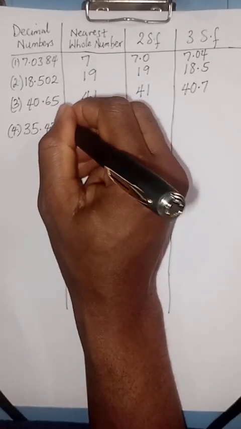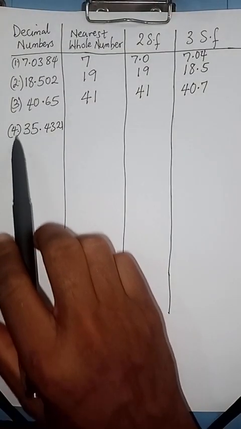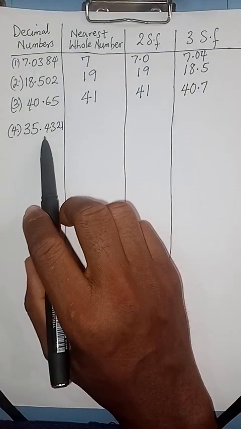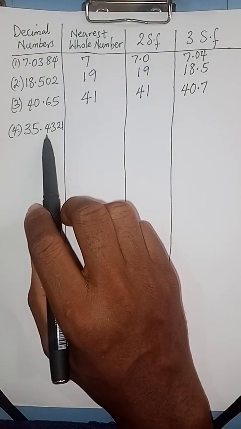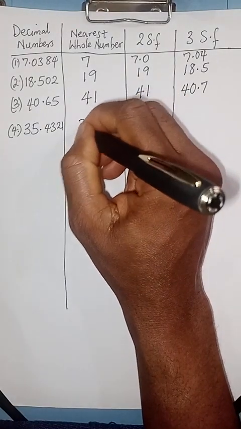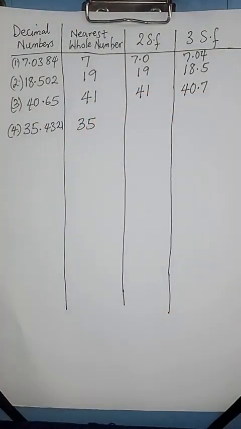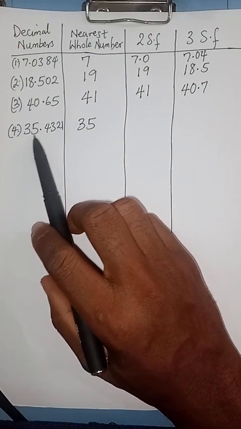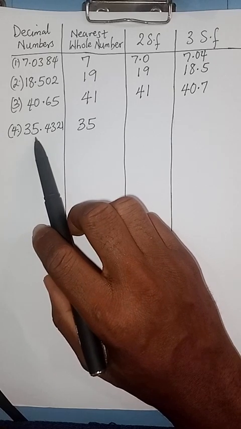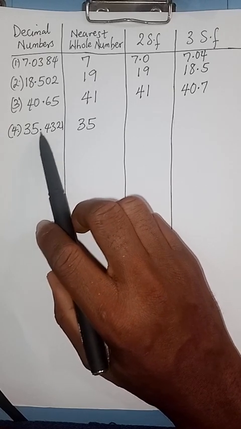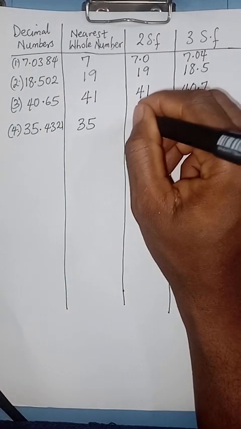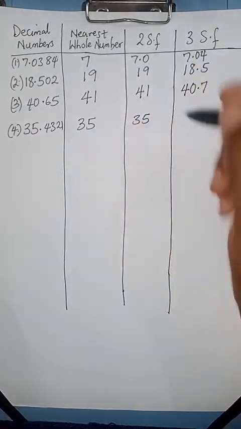35.4321. Again, to the nearest whole number, my whole number is 35. Now the digit here is 4. So I will round down. So I have 35. I go to two significant figures. Again, the first two digits are the two significant figures. So before I write 35, I check the digits after 35. It's 4. I'm rounding down. So my answer remains 35.